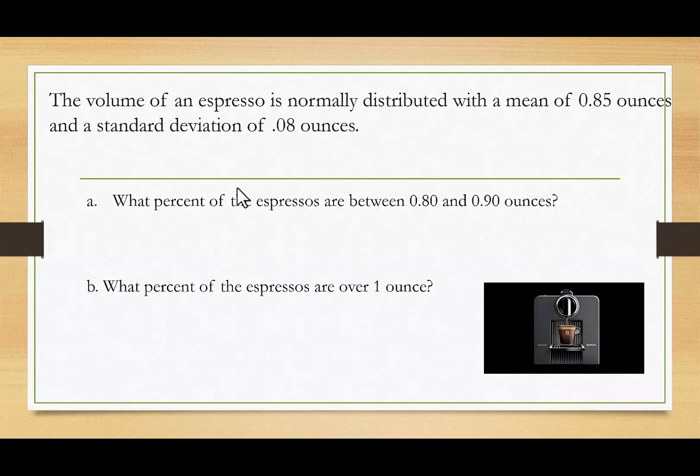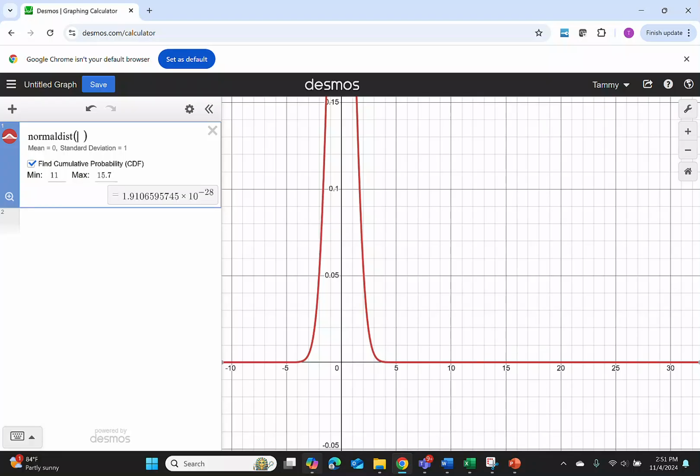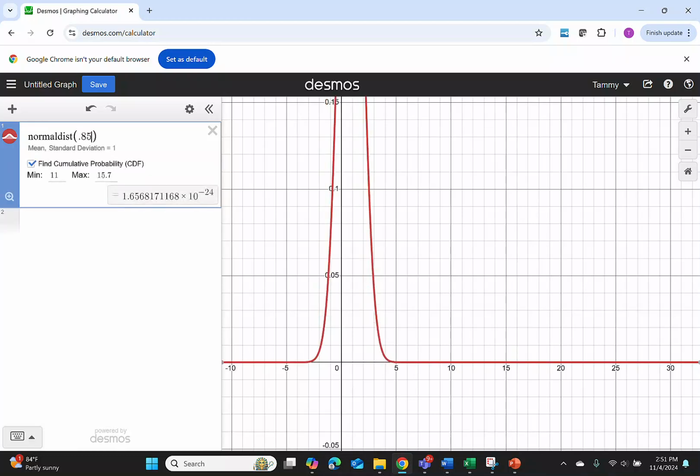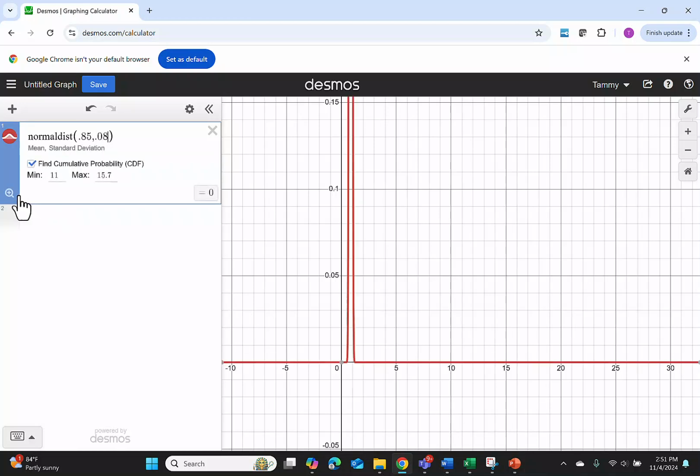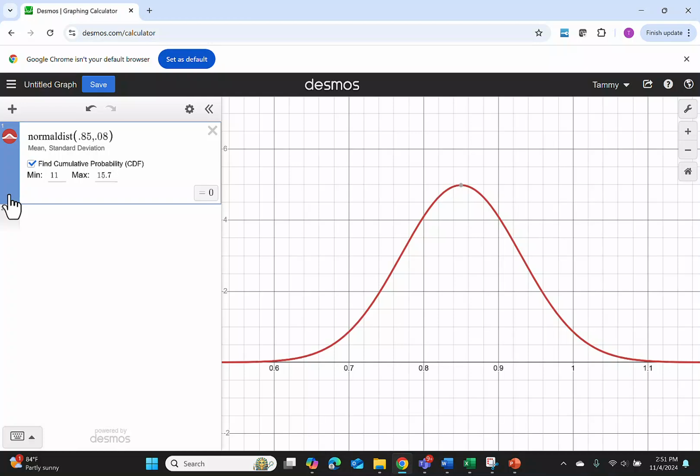Next, let's try an application. We're given that the volume of an espresso is normally distributed with a mean of 0.85 ounces and a standard deviation of 0.8. We want to find the percent of espressos that are between 0.8 and 0.9 ounces. Then we're also going to find the percent of espressos that are over 1 ounce. So back in Desmos, I want to change my mean and my standard deviation. My mean was 0.85 ounces, put a comma, my standard deviation was 0.08. Click the zoom fit so that I have a new normal distribution. Let's click up top to see that my mean is 0.85.